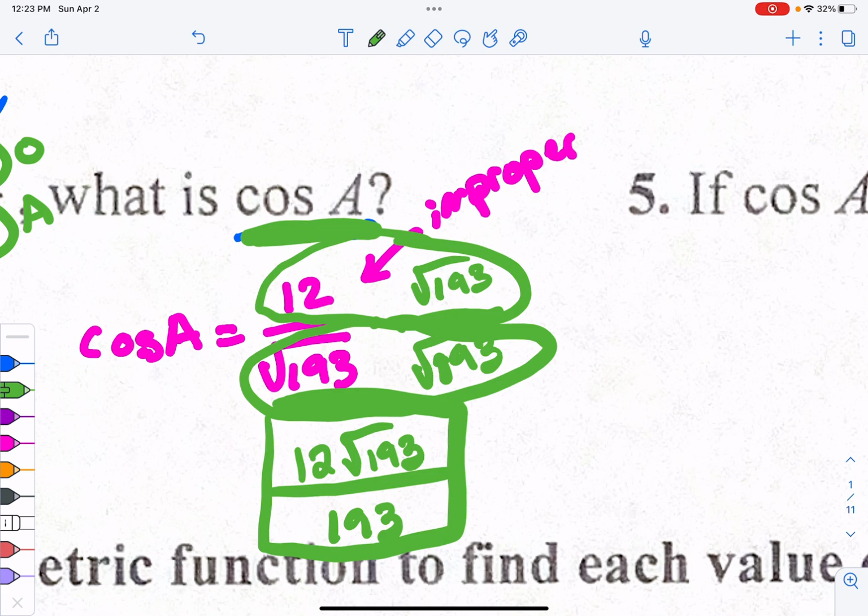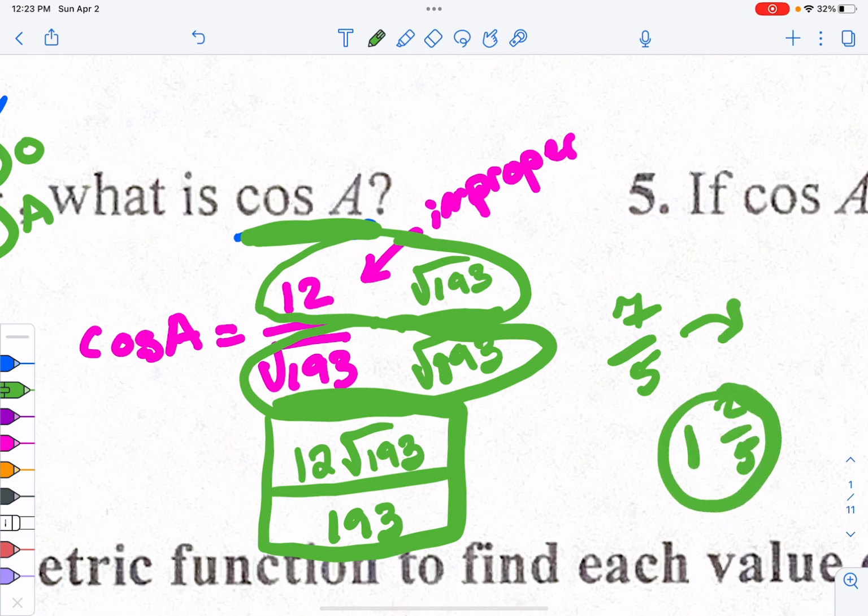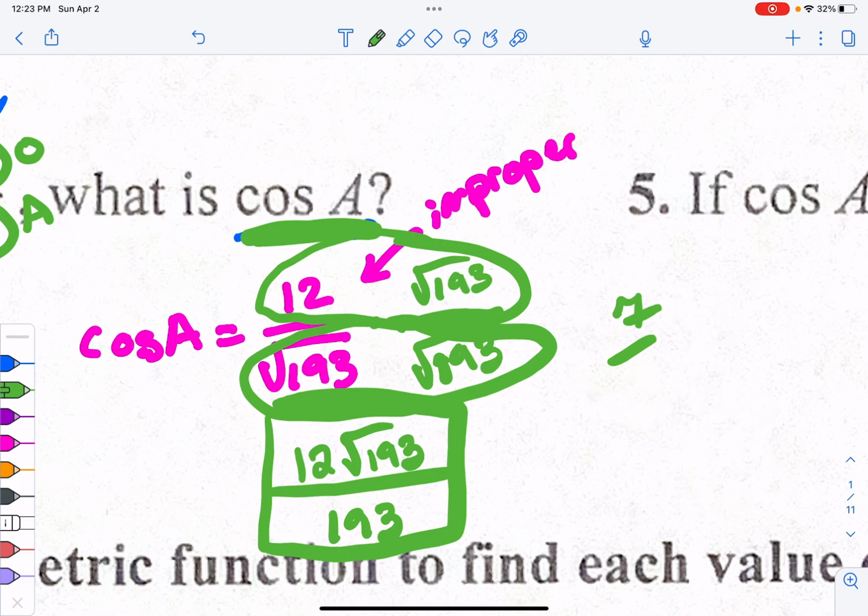It's kind of like when you have an improper fraction, like 7 over 5, they want you to change that to be 1 and 2/5 as a mixed number. I think this actually looks uglier than this one, but that's considered to be proper now, right? So kind of along those same lines, all right? So that's how that works.